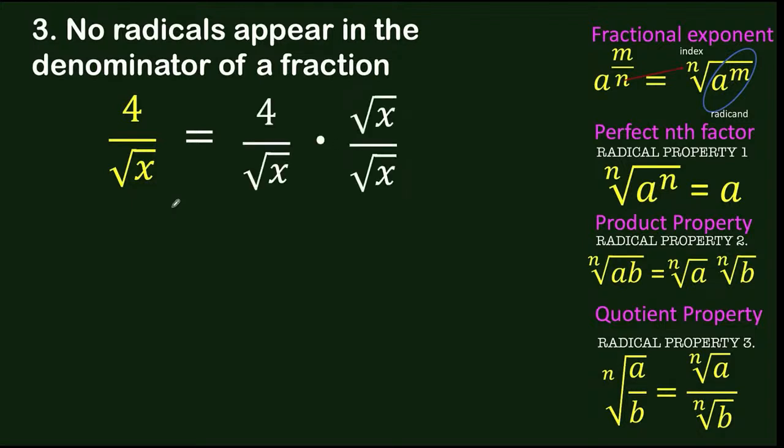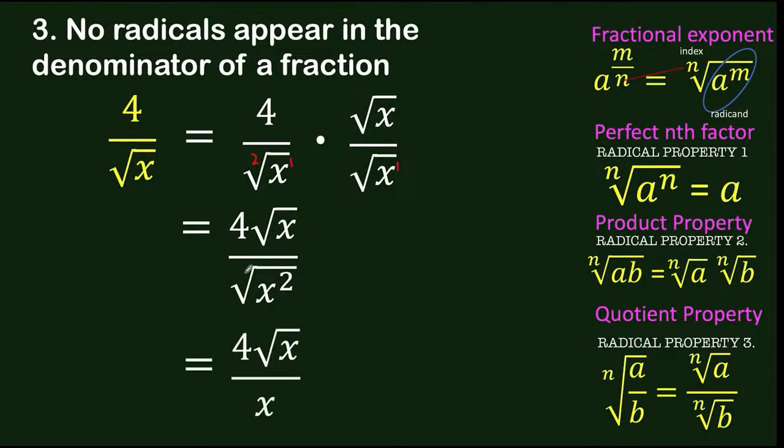We are going to rationalize the denominator. So the index here is 2, the exponent is 1, so we need x to the first as well, so that 1 plus 1 becomes the index 2, and do the same thing in the numerator. So simplifying, the numerator becomes 4 times the square root of x, the denominator is the square root of x times the square root of x, which is equal to the square root of x squared. You add the exponents 1 plus 1. And this is a perfect nth factor because the index is implied to be 2, so the denominator becomes x, and this is now the simplest form.